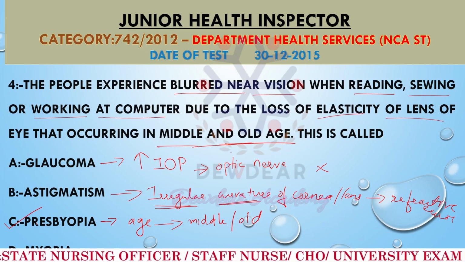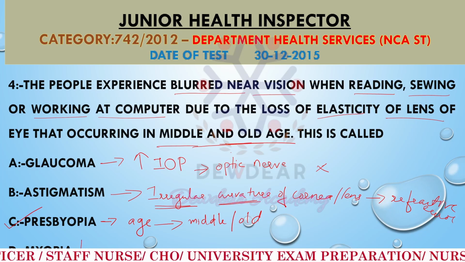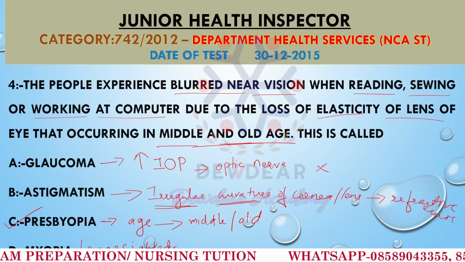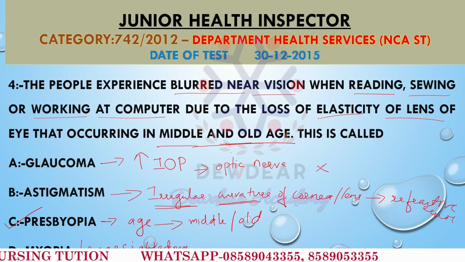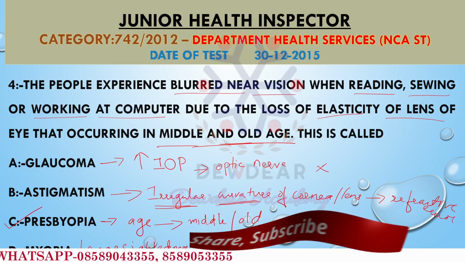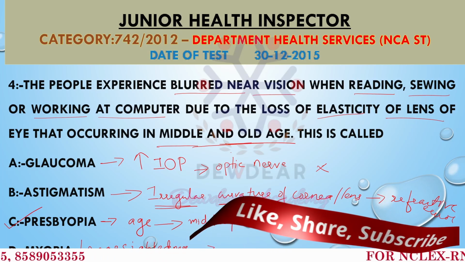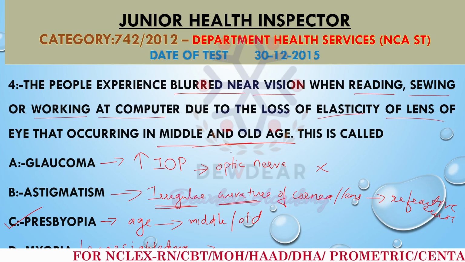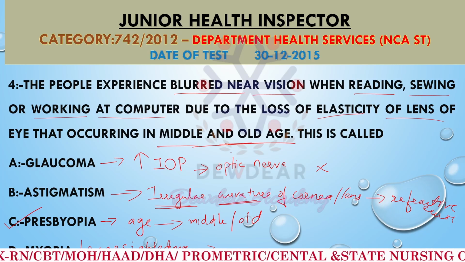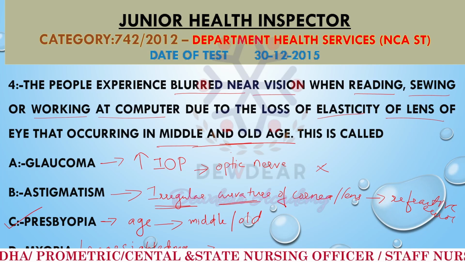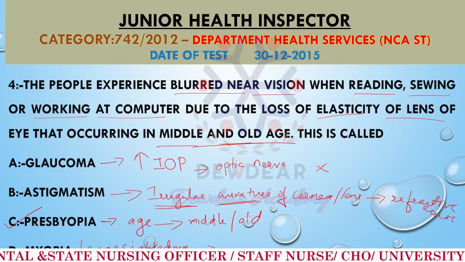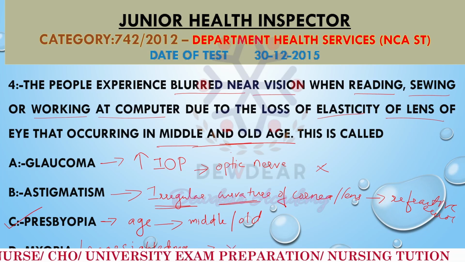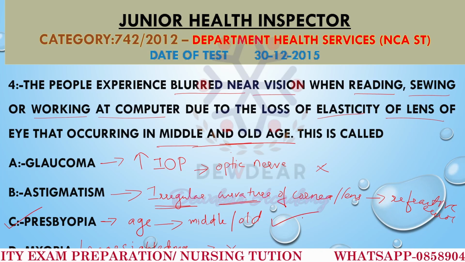Then what is myopia? Myopia is also known as nearsightedness. It is a refractive error where distant objects appear blurry because the eye focuses images in front of the retina. So the distant objects become blurred. That is not related to aging, and it is not due to the loss of elasticity in the lens. So this is also not the correct answer. The correct answer is presbyopia.